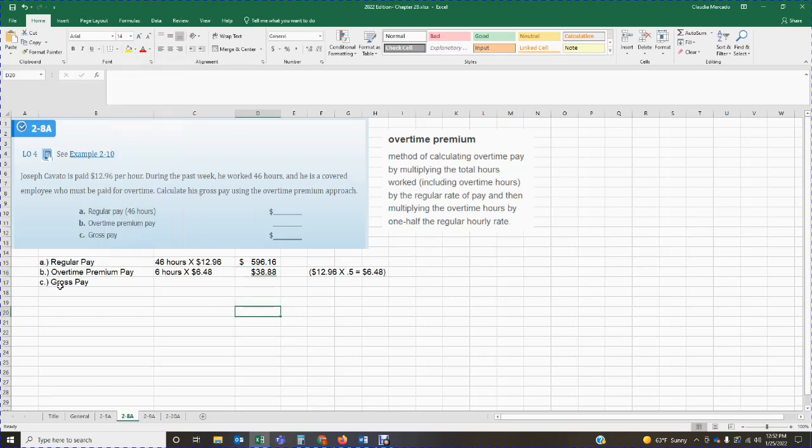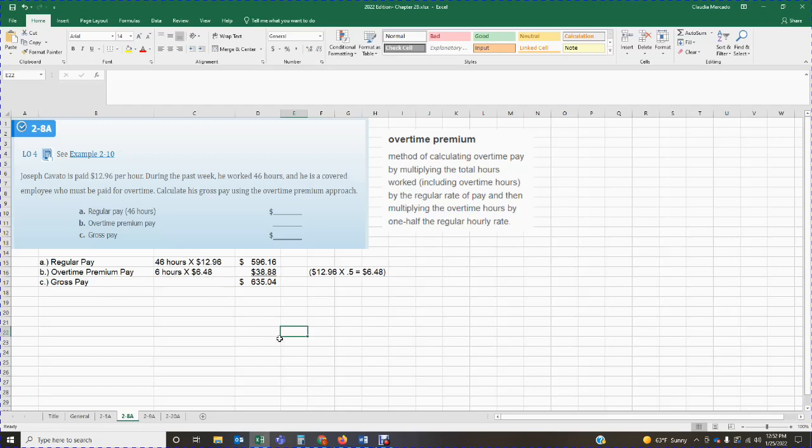Now we can calculate the gross pay. The gross pay is going to be the regular pay of $596.16 plus the $38.88, and that gives me gross pay of $635.04. Remember, when calculating your regular pay using the overtime premium approach, you have to calculate all of the hours worked, even if it's more than 40, all of them. Then once we calculate the overtime, it's half of the hourly rate.